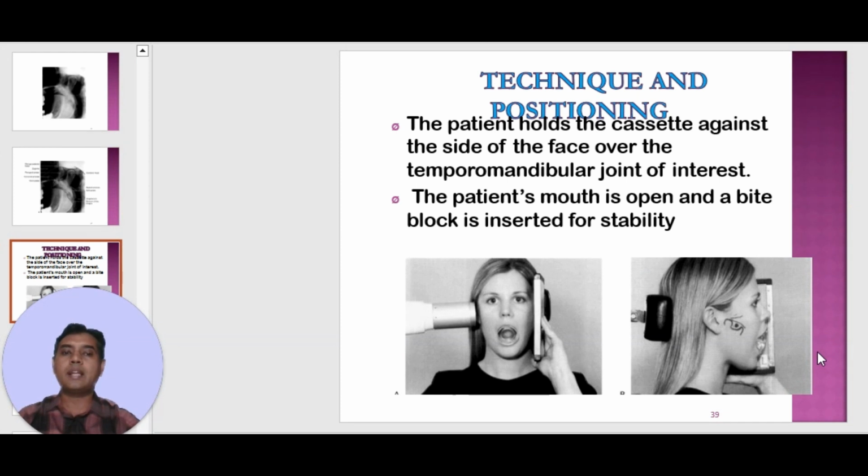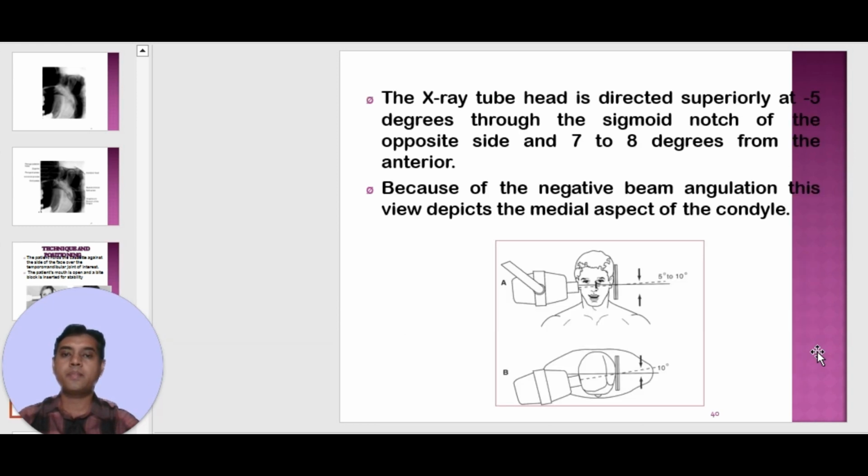The patient holds the cassette against the side of the face over the TMJ of interest. The patient's mouth is open and a bite block is inserted for stability. The X-ray tube is directed superiorly at -5 degrees through the sigmoid notch of the opposite side and 7 to 8 degrees from the anterior. Because of the negative beam angulation, this view depicts the mesial aspect of the condyle.